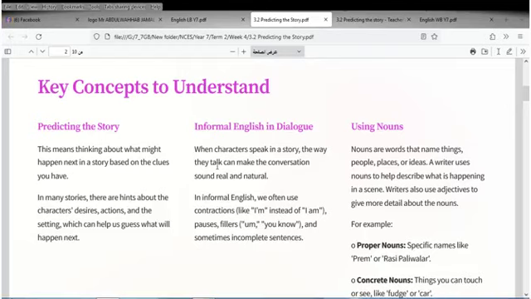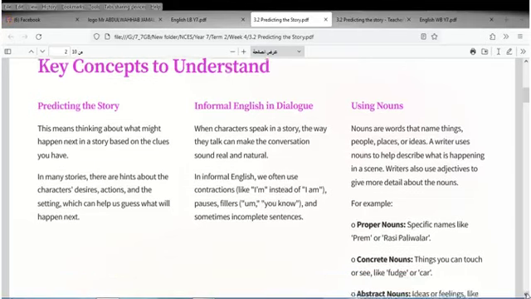Dialogues are written in informal language. So when characters speak in a story, they usually talk the way people talk, so the conversation sounds real and natural inside the story. In informal language, we often use contractions. Instead of saying I am, it's I'm, okay? And we have fillers, which are spoken words like well, okay, you know. These words are fillers, if you wish to say. Sometimes they are important to create reality in the dialogue, and it is important as well to use incomplete sentences.